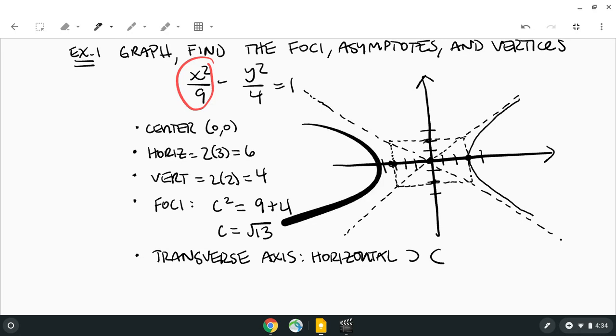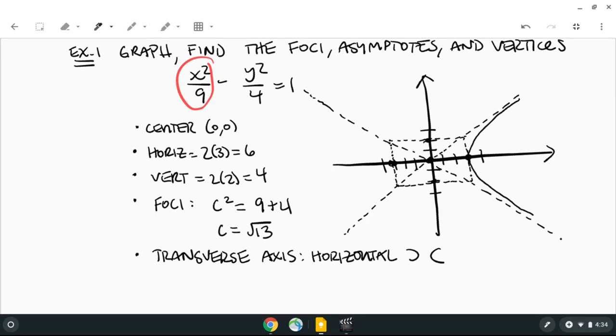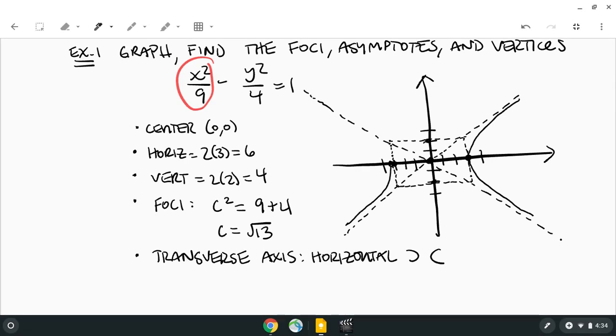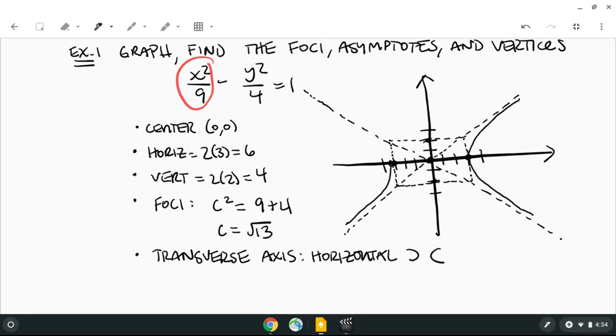Okay, so number one, you didn't hit the vertex. And number two, you aren't using those diagonals to help guide the shape of that parabola. Okay, so make sure you use that vertex point and you really go towards those asymptotes.